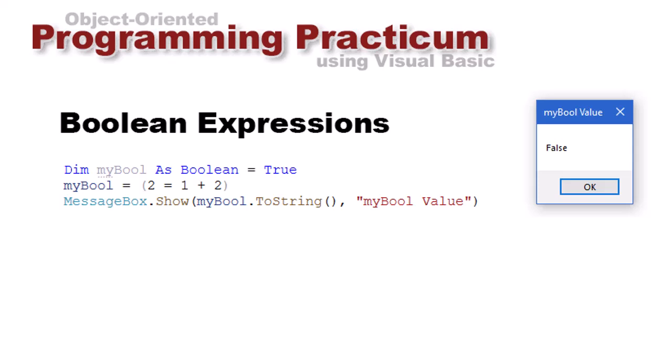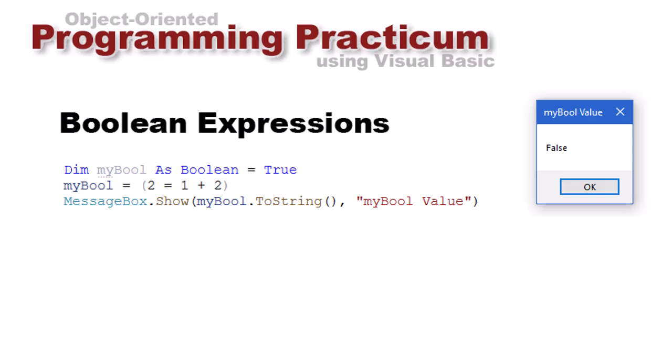I've dimmed a Boolean variable called myBool and set its value to true. Then I said myBool equals, and in parentheses here I have 2 equals 1 plus 2. Now think back to your first grade math. 2 equals 1 plus 2, is that true or false? Well, we know that's false. And I could have written it as 1 plus 2 equals 2. Either way, we're evaluating the two sides of that equation or that expression to be either true or false.